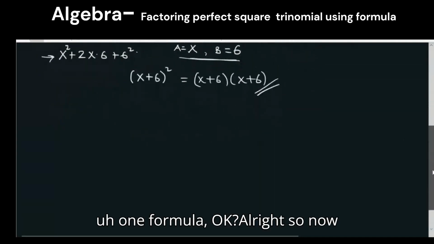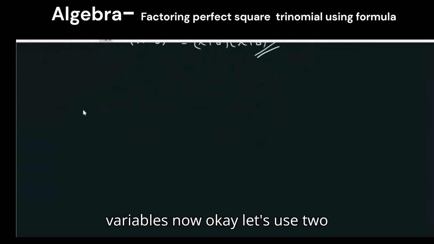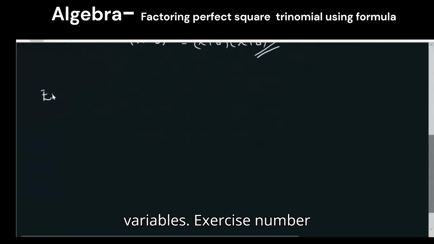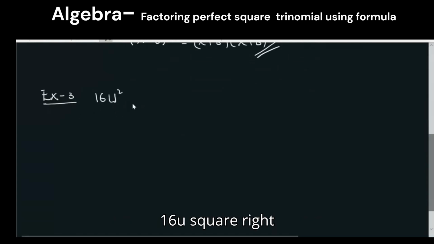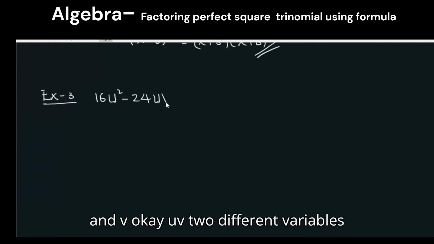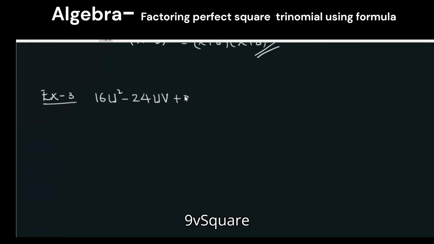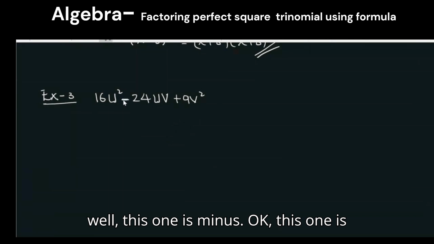Okay, now let's make it a little bit more complicated. That means let's use two variables now. Exercise number 3. Assume you have 16u squared minus 24uv, two different variables, plus 9v squared. The first thing is, this one is minus.